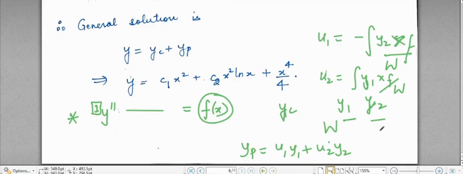So that's all about method of variation of parameters. And I hope the technique is clear to you. The only line of caution I am repeating is that please figure out your right hand side function after putting the equation in the standard form. That means making the coefficient of y double dash as 1.